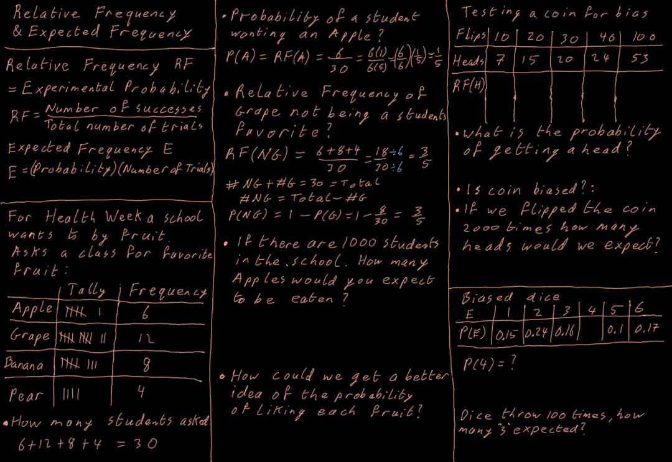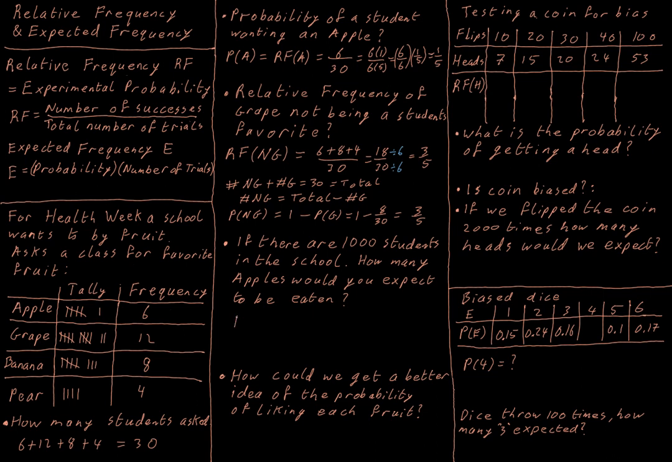If there are 1,000 students in the school, how many apples would you expect to be eaten? So based on our survey that we did of our 30 students, how many apples would we expect to be eaten? Well, this tells me I'm looking for an expected frequency. How often would I expect the apples to be eaten? That's going to be the probability of a person wanting to eat the apple times the number of trials, the number of students. Every time we offer the fruit to a student, we're effectively running an experiment, a trial.